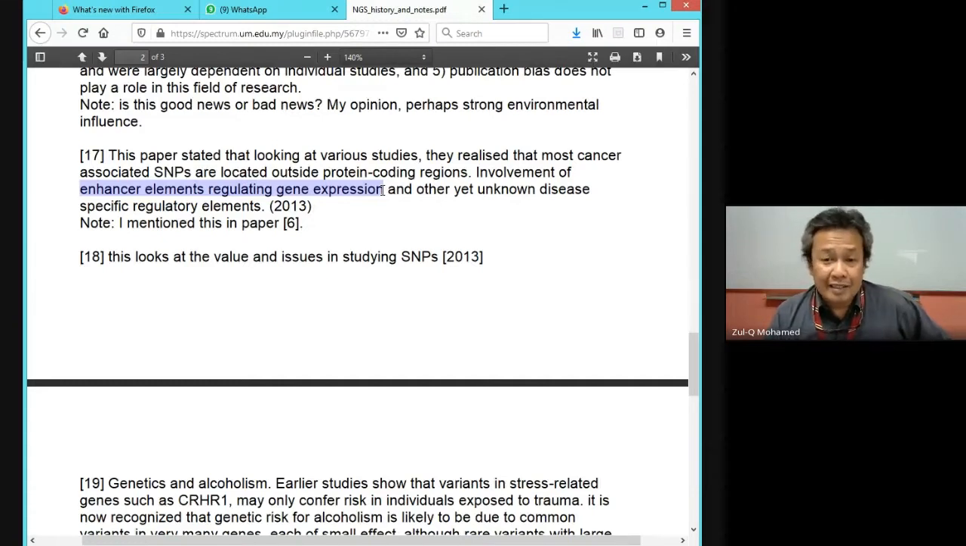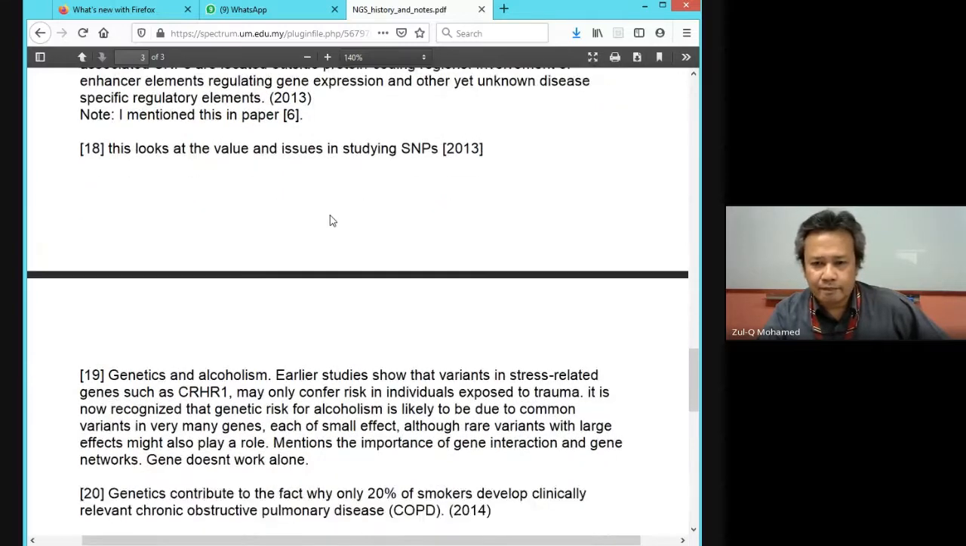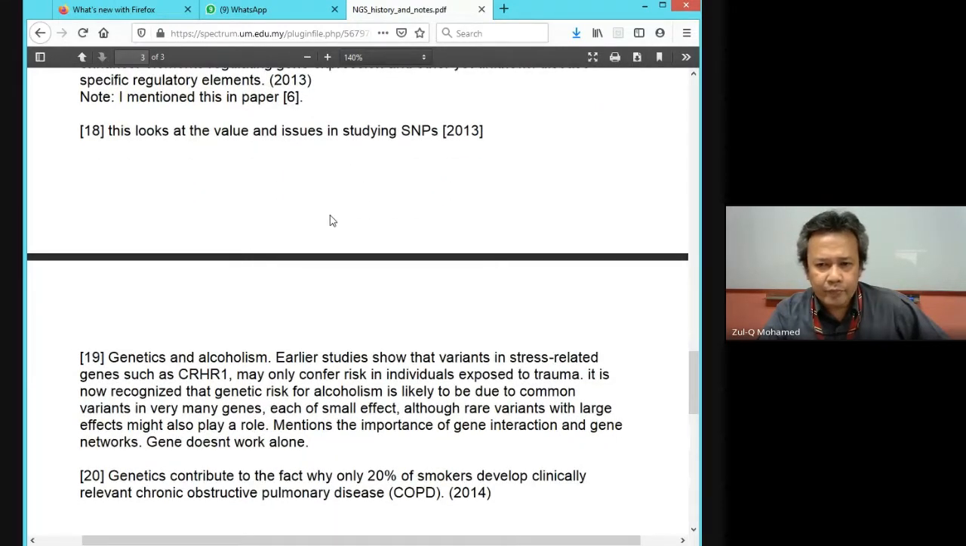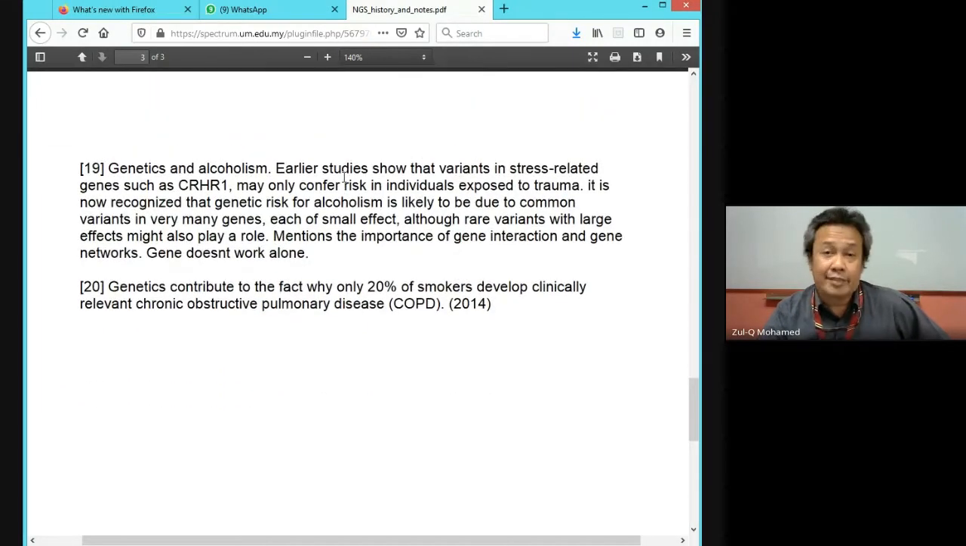Involvement of enhancer elements regulating gene expression and other yet unknown disease-specific regulatory elements. I mentioned this in paper 6, when we talk about whether you look at genes or at non-coding regions. So this paper says most cancer-associated SNPs are actually located outside protein coding regions. Paper 18 is just a general paper, looks at the value and issues in studying SNPs. 19, genetics and alcoholism.